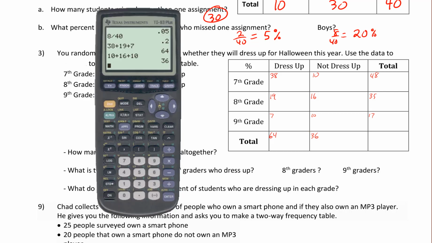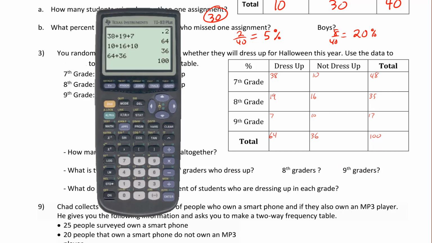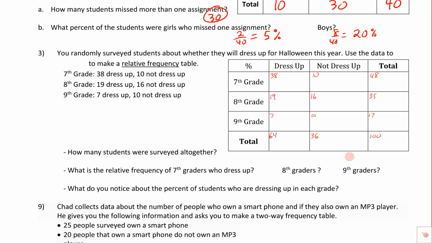And then let's add the 64 plus the 36. So I'm going over this way right here. Add those together. We get 100. Okay. Now, as a double check to make sure that we did this correctly, let's total this row and make sure that that adds up to 100. So we're going to do 48 plus 35 plus 17, and we get 100. So this looks like the right numbers.